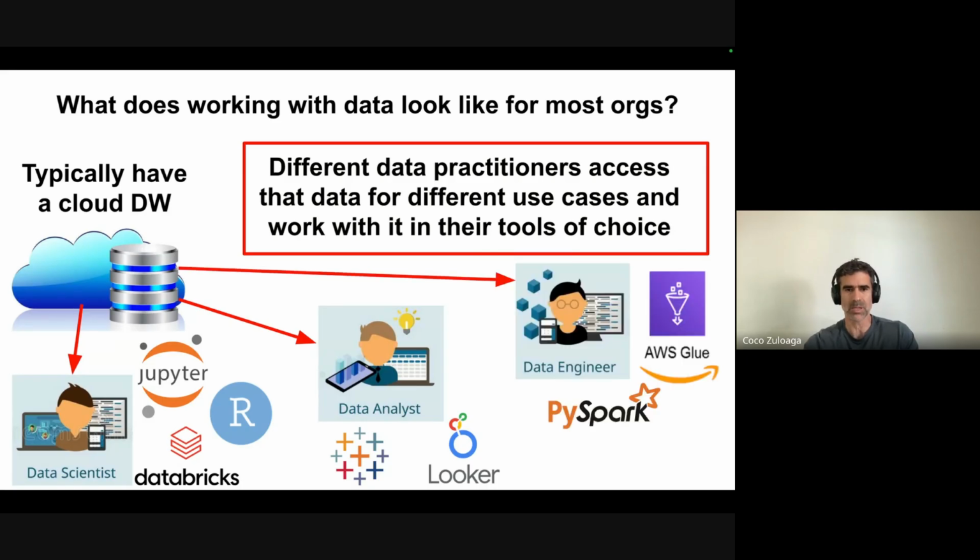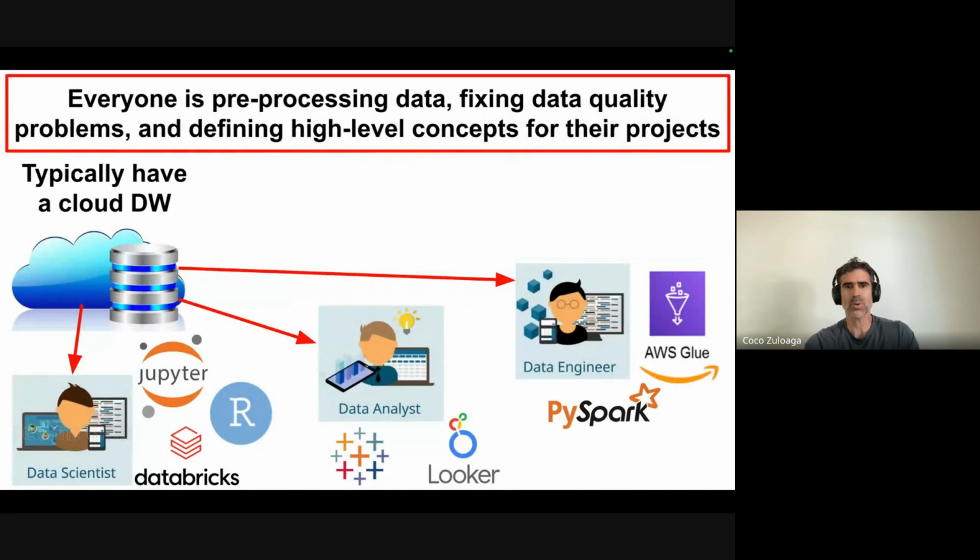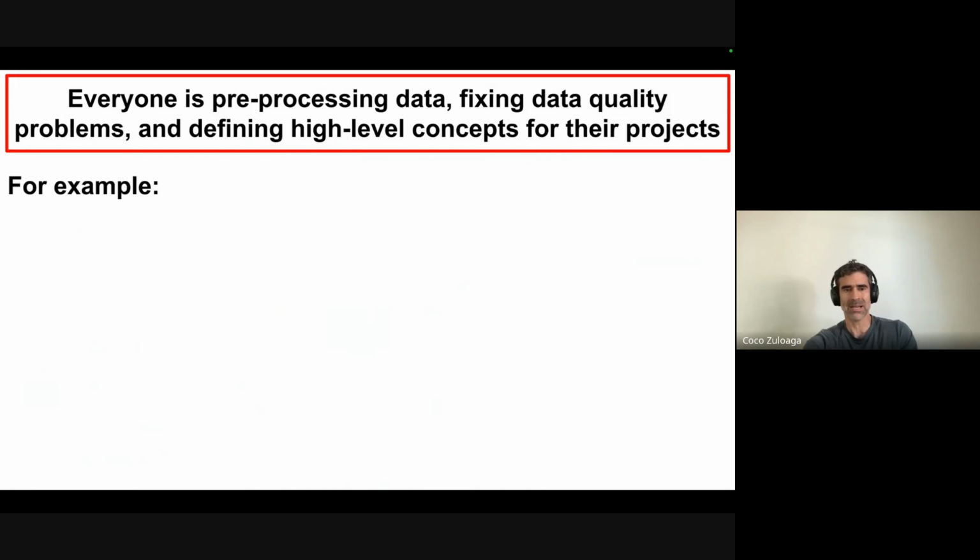A data engineer might be building data pipelines and tools like AWS Glue, writing PySpark code, for example. So everyone is pre-processing data and fixing data quality problems and defining high-level concepts specific for their projects in these different isolated environments. And I'm going to give you an example of a real-world situation that I was actually part of a few years ago.